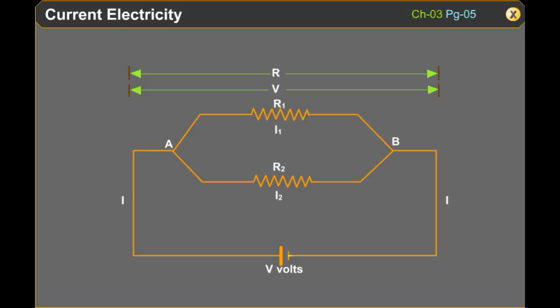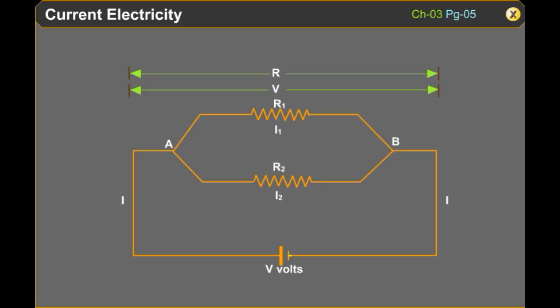Suppose the resultant resistance of this parallel combination is R. We get I is equal to V by R. Since the potential difference V across both the resistances R1 and R2 in parallel is the same, by applying Ohm's law to each resistance separately, we get I1 is equal to V by R1 and I2 is equal to V by R2.